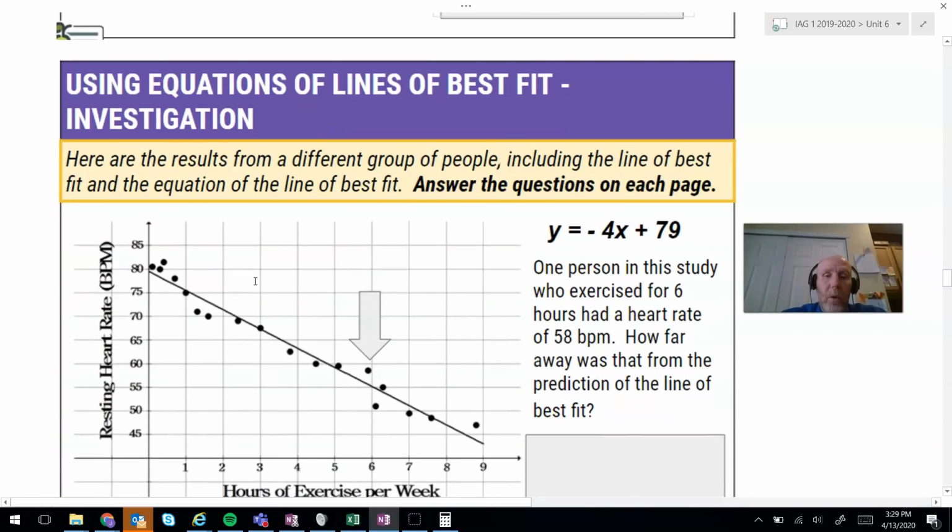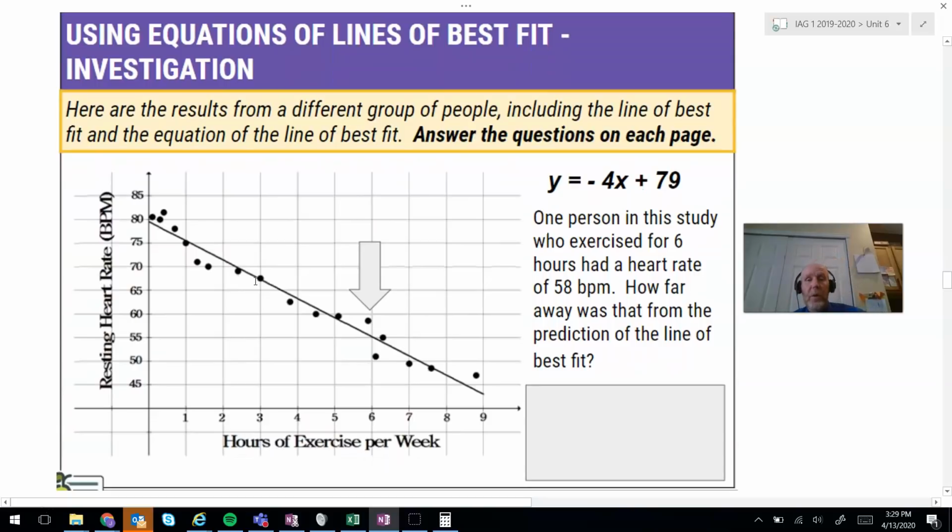Okay. And then one other thing they might ask us to do when we have the equation of a line of best fit is how far the prediction is from the actual. It says one person in this study who exercised for 6 hours had a heart rate of 58 beats per minute. How far away was that from the prediction of the line of best fit? So the arrow is actually pointing to who they're talking about. With 6 hours of exercise, this person had a coordinate of 6 hours and 58 beats per minute. Now the line of best fit actually says we should have been at 55 when we are at 6.